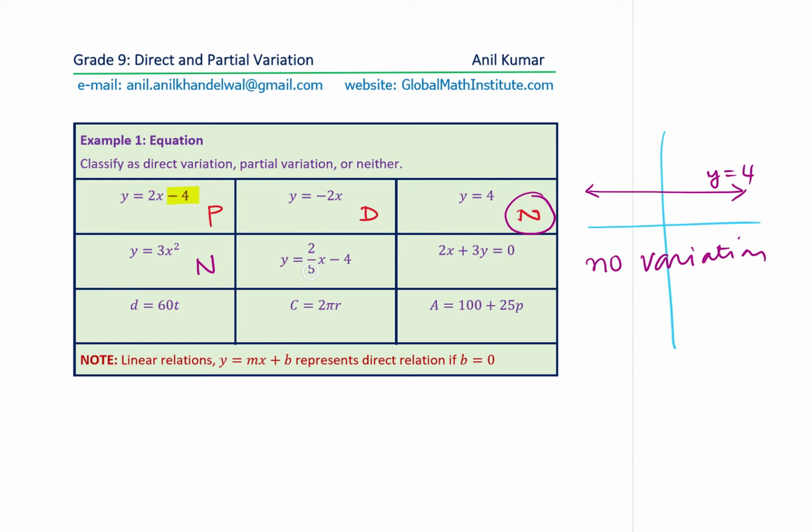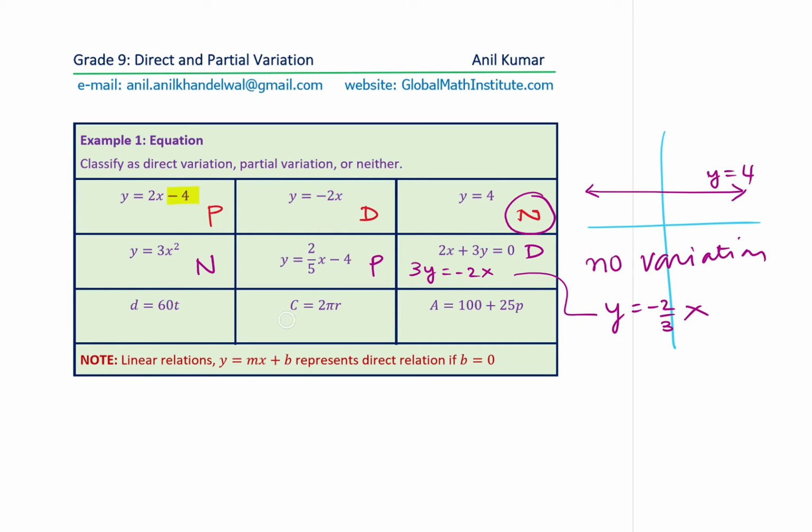Now we have 2/5 x minus 4. You see it is partial, since when x is 0, y is minus 4. The third equation here can be rewritten as 3y equals minus 2x, right? Or we could write this as y equals minus 2/3 x. And therefore, I could write this as direct variation.